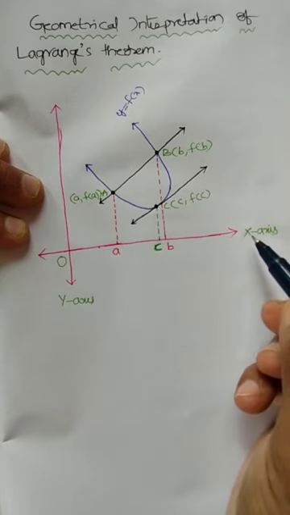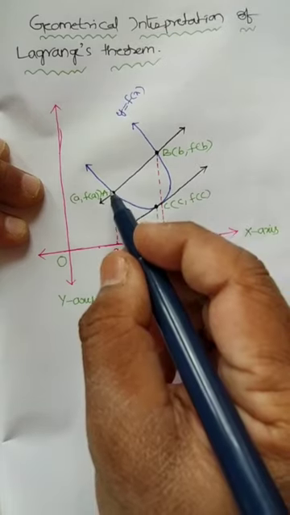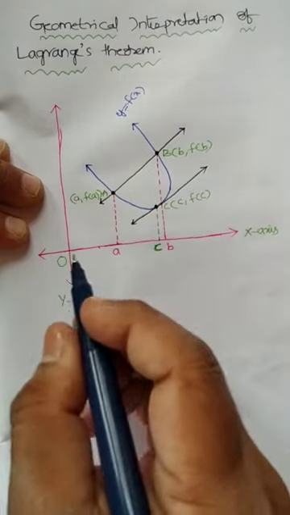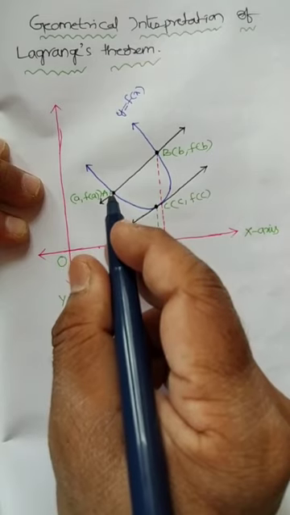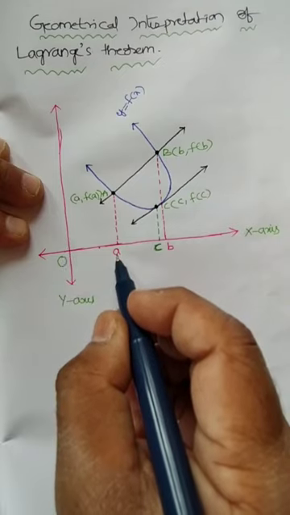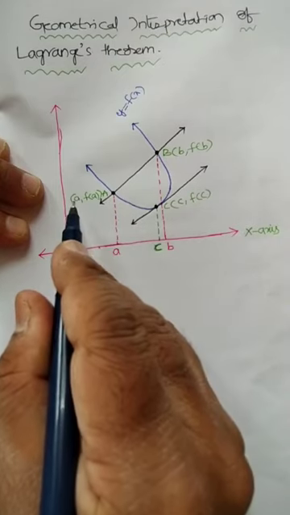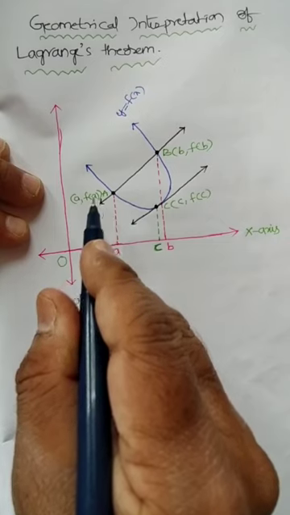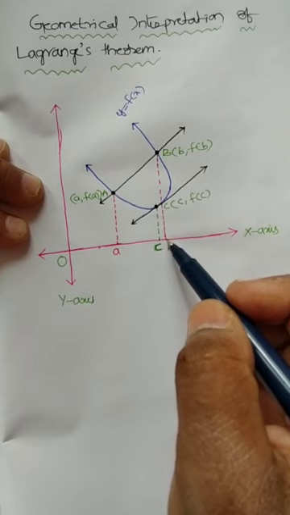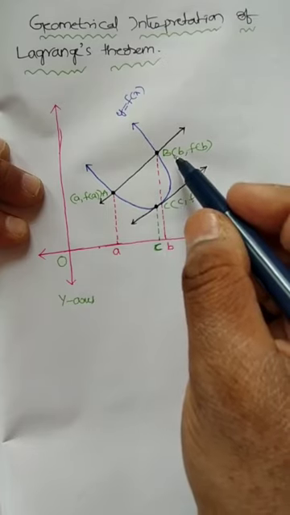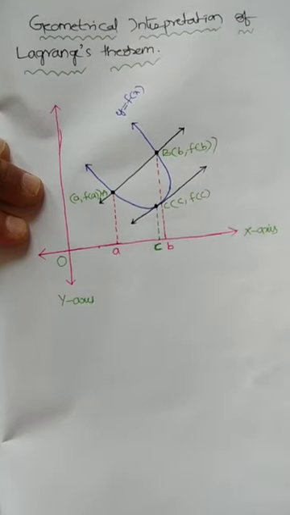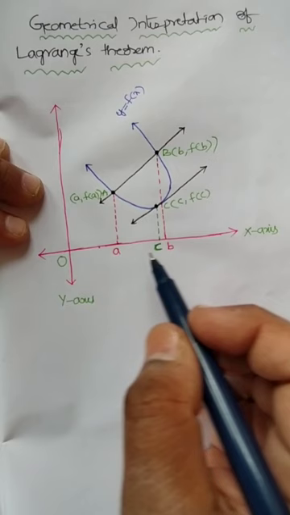So here is the point a and here is the point b. If the distance from the origin to here is small a units, the point a must be a comma f of a. If the distance from the origin here is small b, the point b must be small b comma f of b, whereas small a is less than small b.